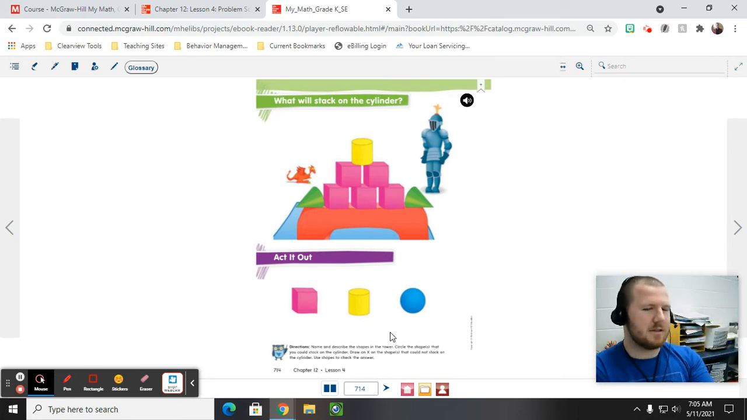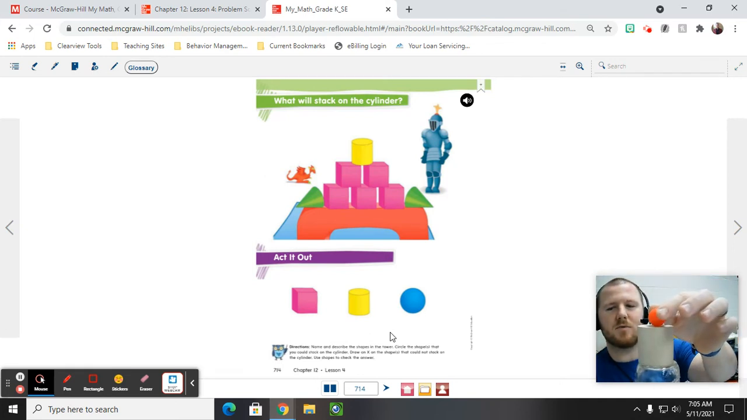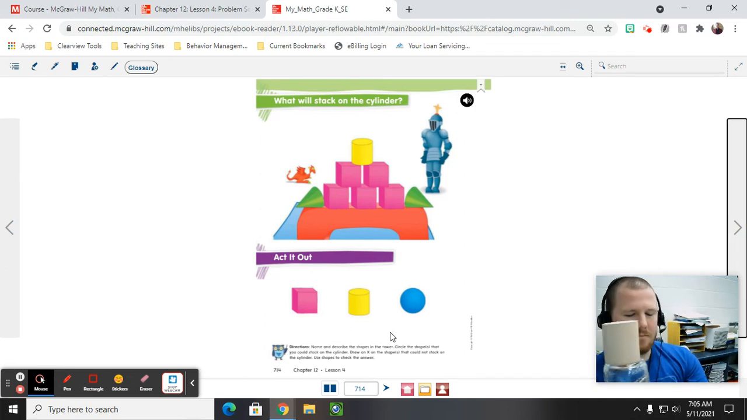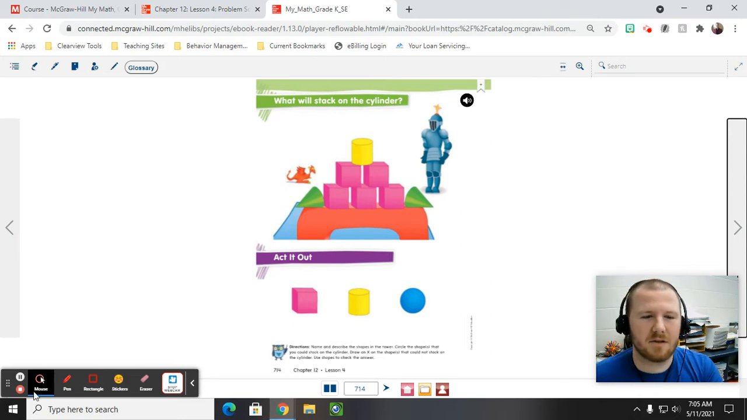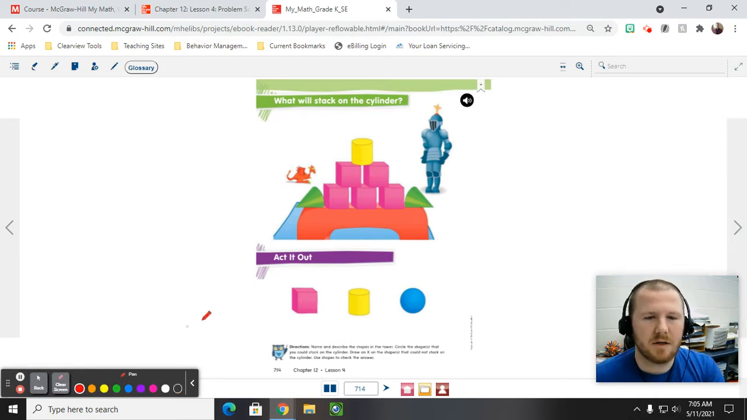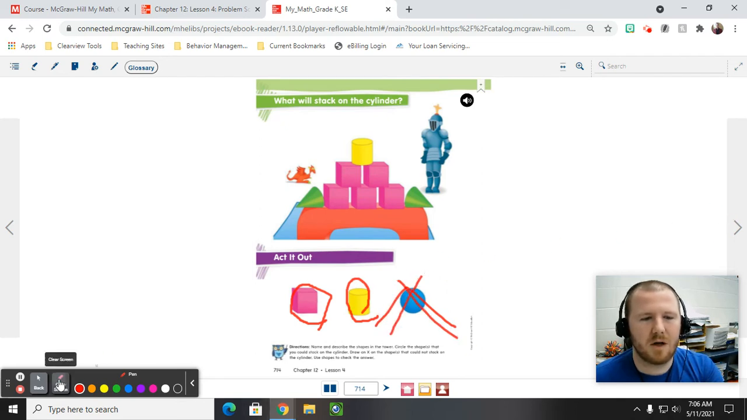All right, now let's see. Let's even go a little bit further. Will the sphere go on top of the cylinder? I'm actually going to use something different. This rubber ball is a sphere. Nope. Lost it. No, it can't because it doesn't have a flat face. So when you go to circle, the cube will stack and the cylinder will stack, but not the sphere.